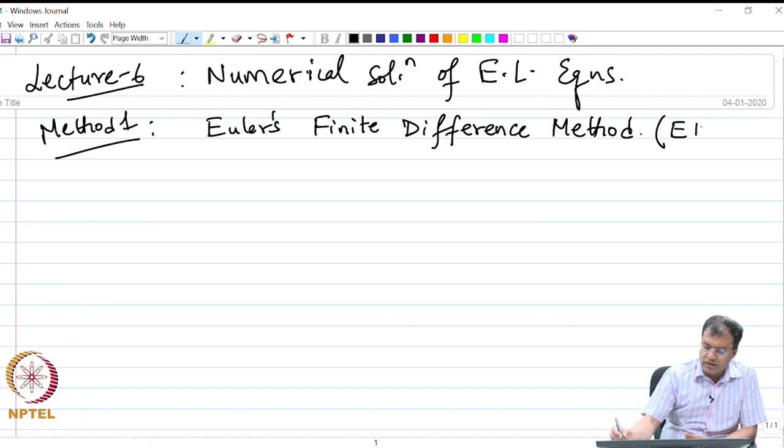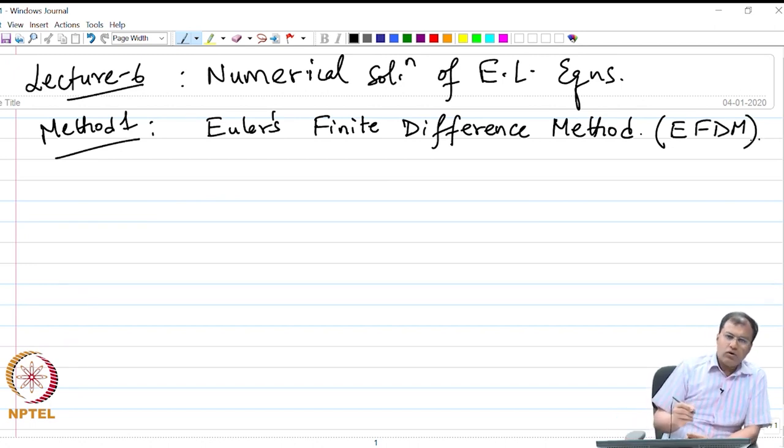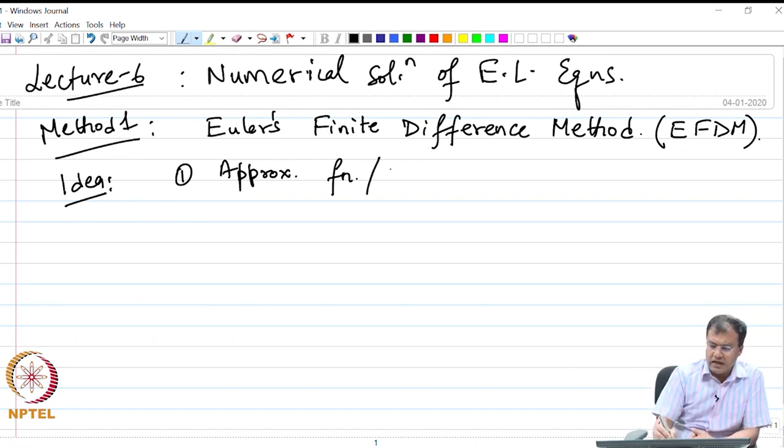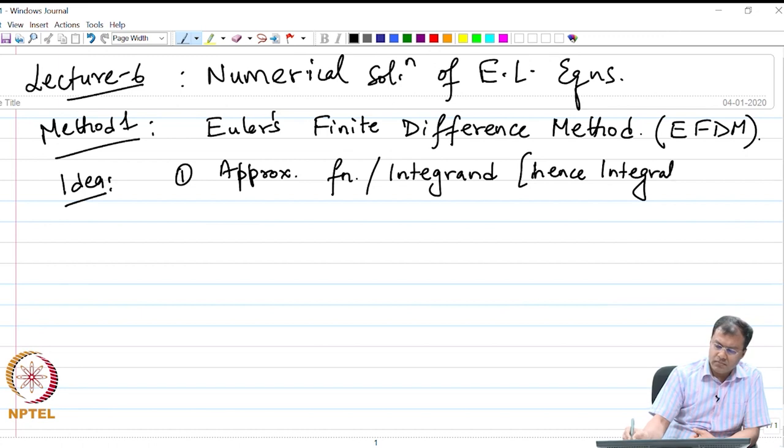Let me abbreviate this method by EFDM. Okay. So, the basic idea of this method is as follows. The idea is we are going to approximate our function, or the function which is involved in this functional optimization, the integrand. Right. So, the integrand is what we have to approximate. So, we approximate the integrand and hence the integral into finite grid points. Right.